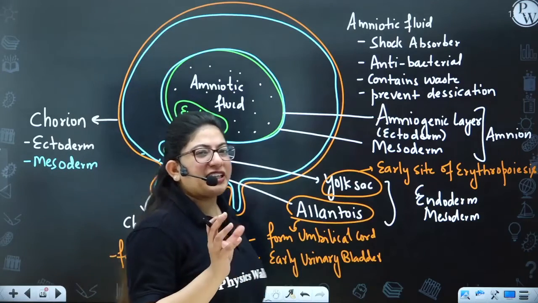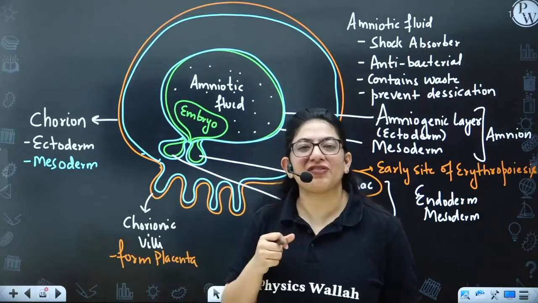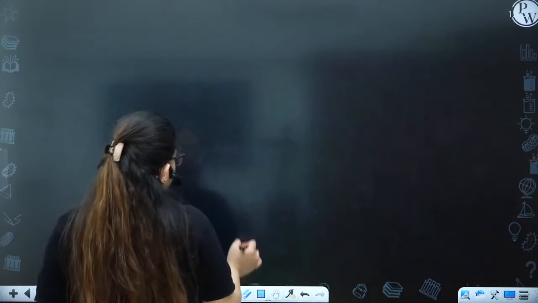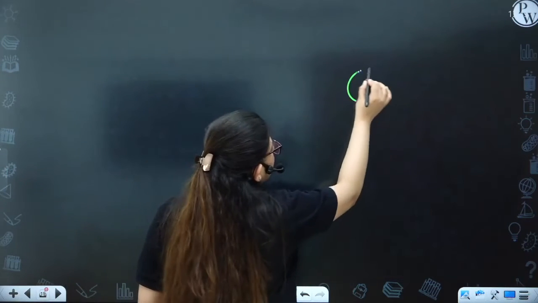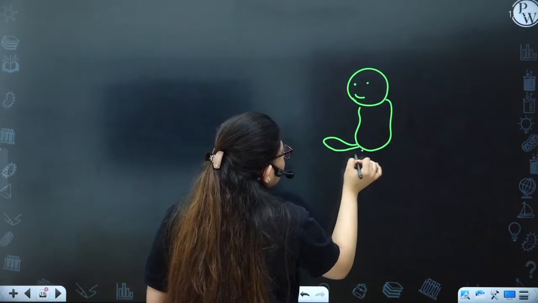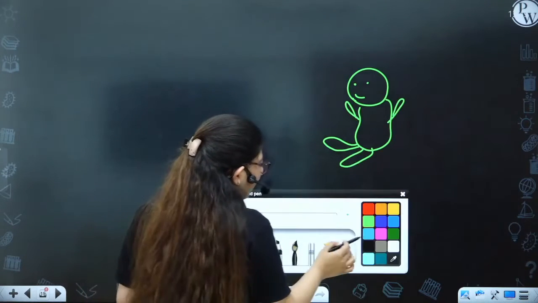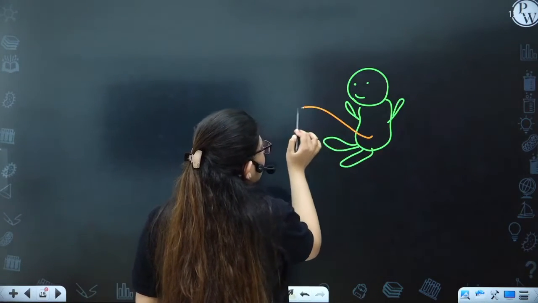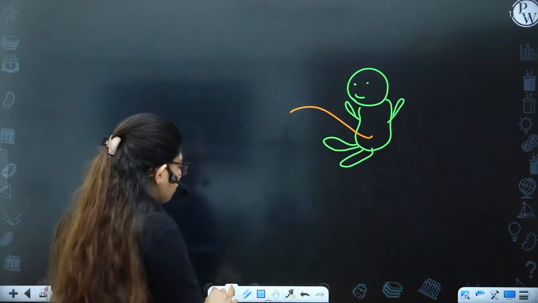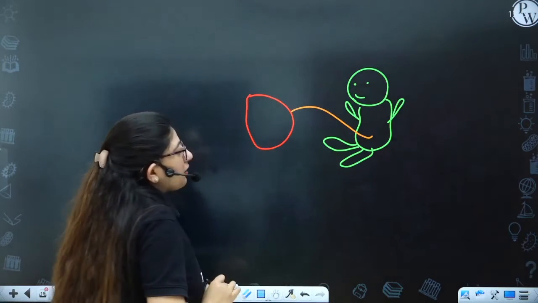So you must have seen in a newborn baby there is a small rod-like structure attached to its navel. Have you seen that? No, haven't you? Okay, so let me show you. If this is a baby, these are legs, these are arms. So don't laugh at my baby, okay? So here, there is a rod-like structure attached to the navel. This is the umbilical cord, and this gets attached to the placenta like this. Okay? This is how the baby is present.